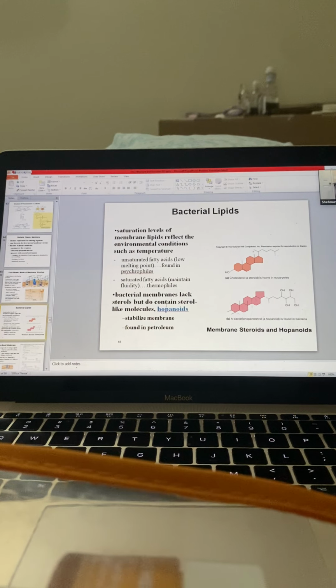So hopanoids are membrane lipids that are found in bacteria only, and we haven't found them anywhere else. This hopanoid actually is similar in structure to cholesterol, which is a steroid found in eukaryotes. Here is a similar structure, a little more branched. This is the hopanoid, which is found in bacteria. So these sterol molecules or sterol-like molecules stabilize your membrane.